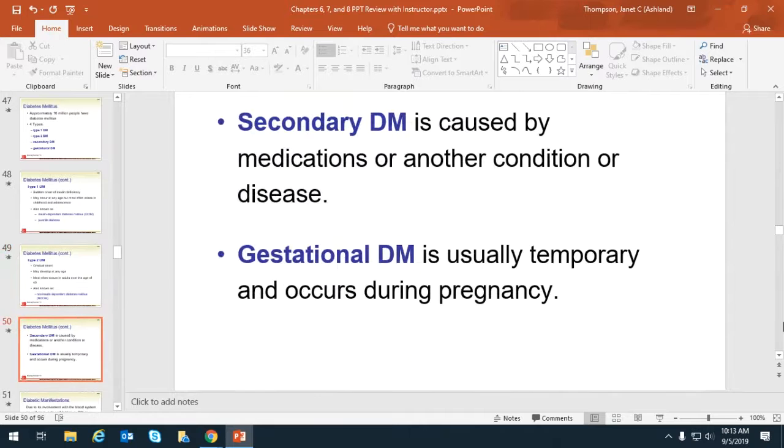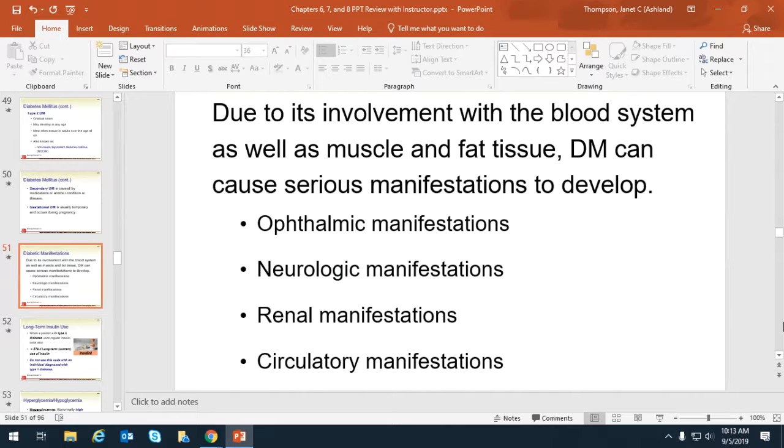So due to its involvement with the blood system and muscle and fat tissue, several manifestations can occur. Ophthalmic: glaucoma and retinopathy, deterioration of the vision is a side effect. Neurological manifestations, what's called peripheral neuropathy, so the hands and especially the feet are at risk. A lot of times diabetics, if they get a cut on their foot, it takes a long time to heal. Sometimes diabetic patients have to have some amputations. Renal manifestations or kidney failure and other circulatory system manifestations.